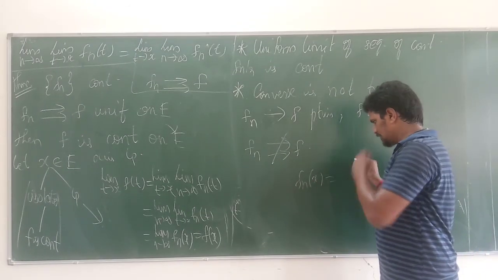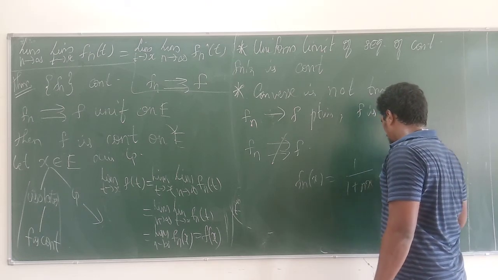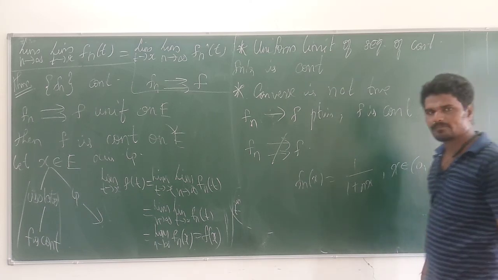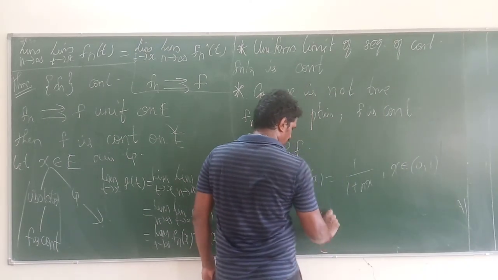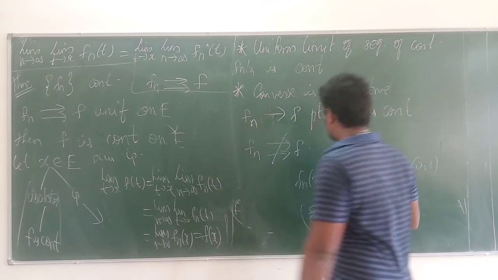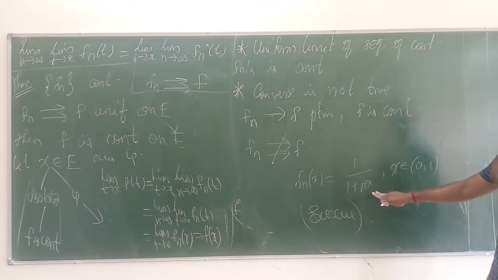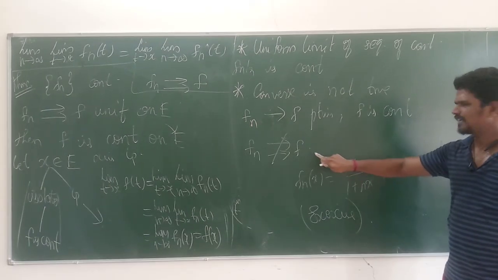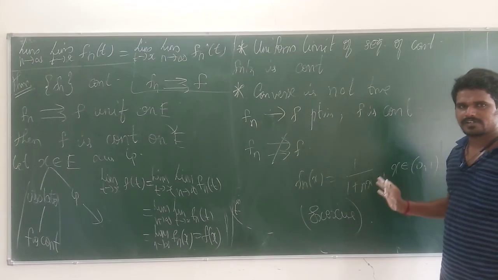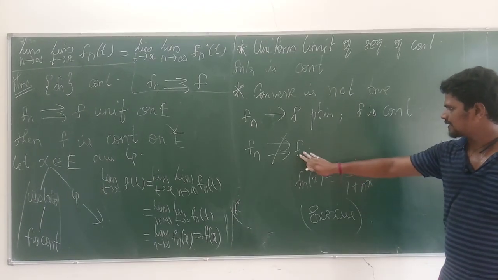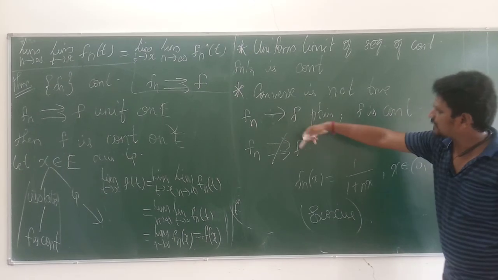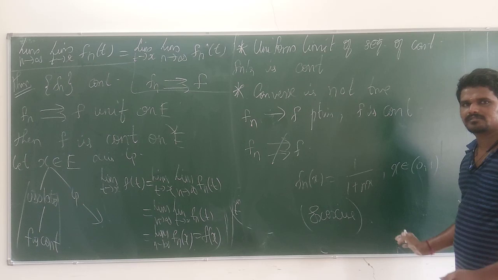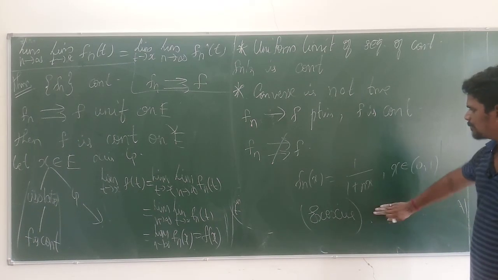f_n of x is 1 by 1 plus nx, for x in the given interval. You try this and complete it. Prove that this doesn't converge uniformly to f, whereas f is a continuous function. The f is nothing but the zero function, the constant function which is 0 everywhere. That function is continuous, but f_n doesn't converge uniformly to f. So assume that it converges uniformly and get a contradiction, as we did before. Complete this.